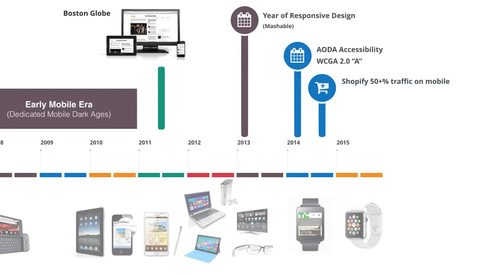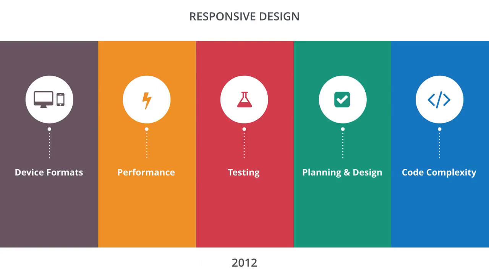Later in 2014, Shopify reported that 50% of all their traffic was on mobile devices. And then in 2016, Google Mobilegeddon, right? Google changed their algorithm so that if you search Google on your mobile phone, it basically filters out any websites that don't work well on mobile phones. So by 2015, we have to support mobile. There's really two competing strategies, dedicated mobile and responsive. Dedicated mobile is no longer practical, so we are now clearly in the responsive era.